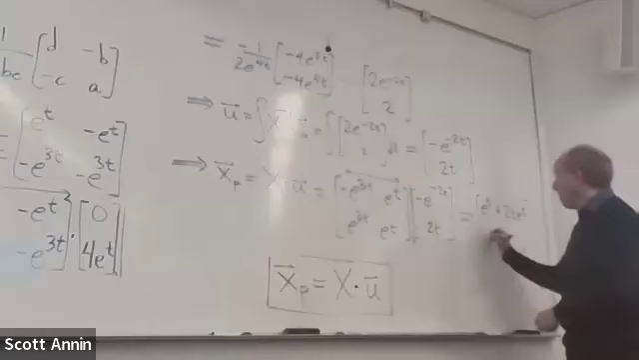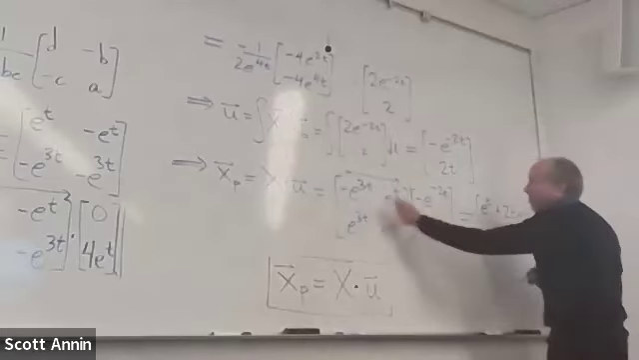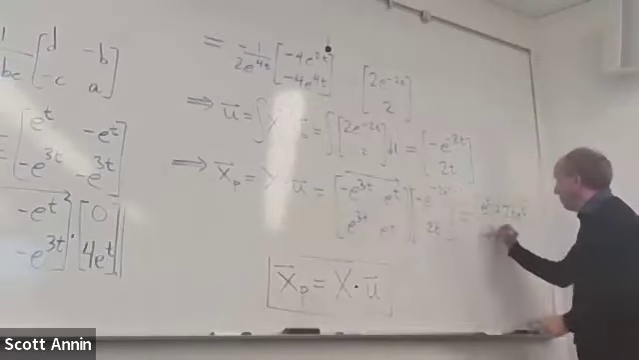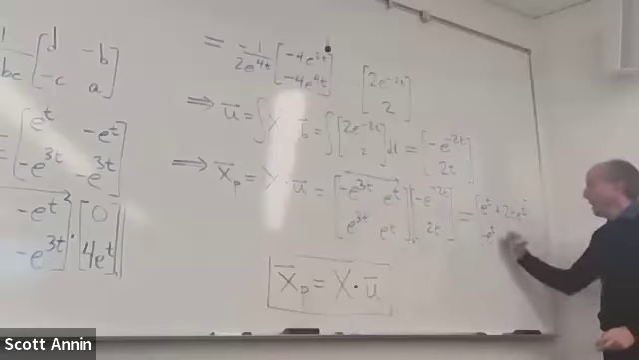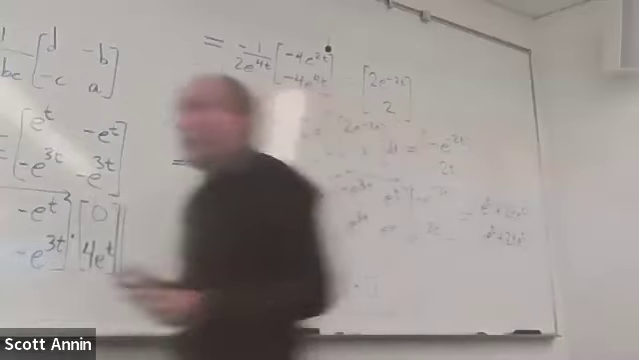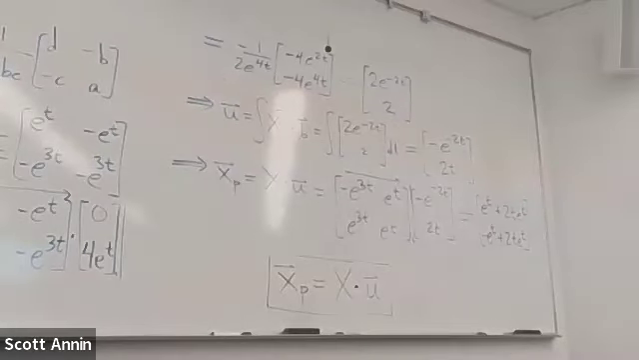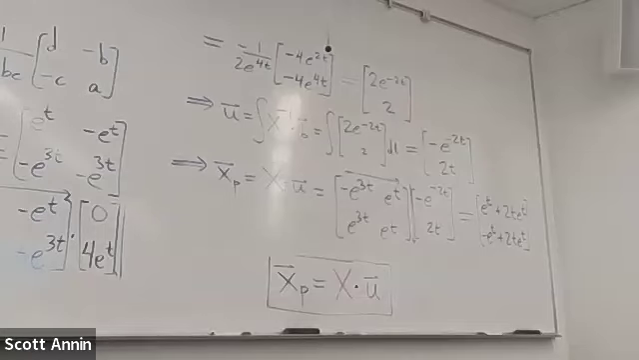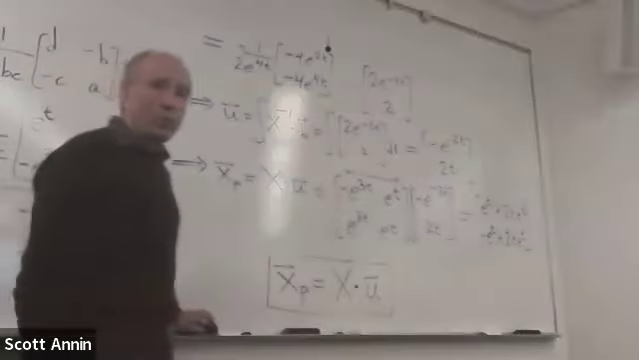And on the bottom slot, we'll have a minus sign with this e to the 3t and e to the -2t, which again is just e to the t. And then plus 2t e to the t again. That would be the entries. Let me just double check that that's what I got. It certainly is. So that is your particular solution.